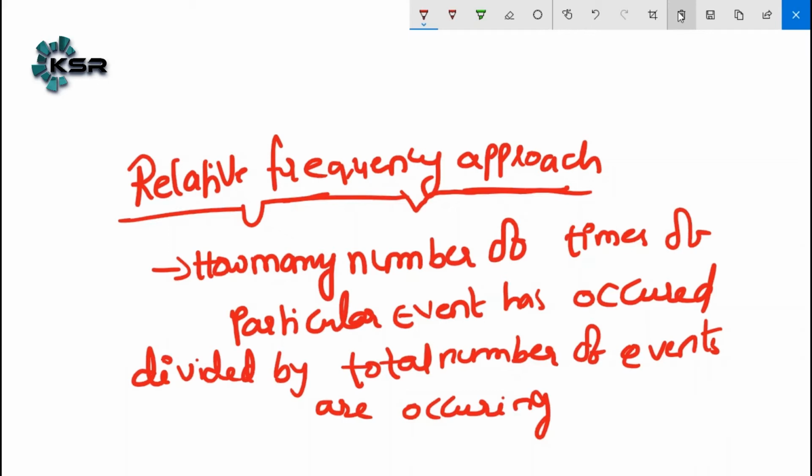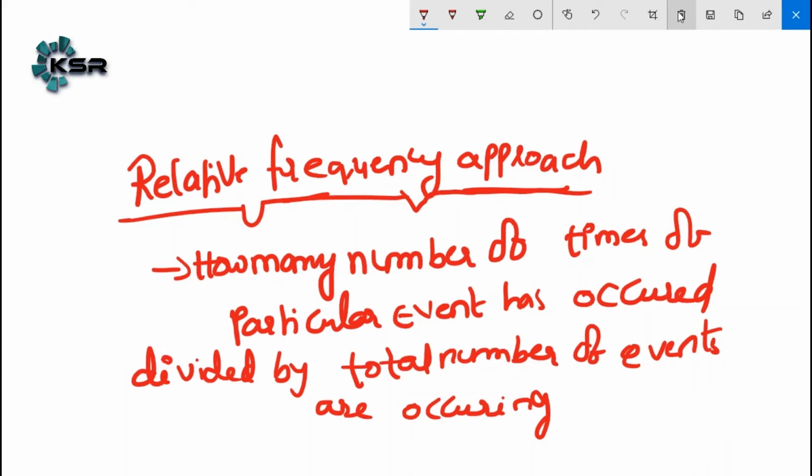Here also, let's say I toss a coin 100 times. What is the probability of getting 30 heads? As per the relative frequency, it is the number of times the particular event has occurred divided by the total number of events. What is occurring here? Heads. How many times? 30 times. Divided by the total number of events, which is 100. So what is the answer? 30 divided by 100, that is 0.3.